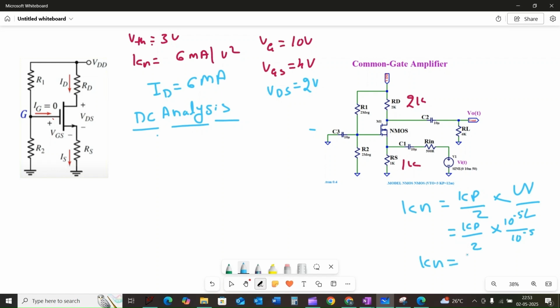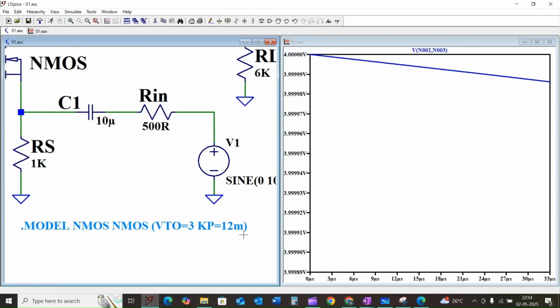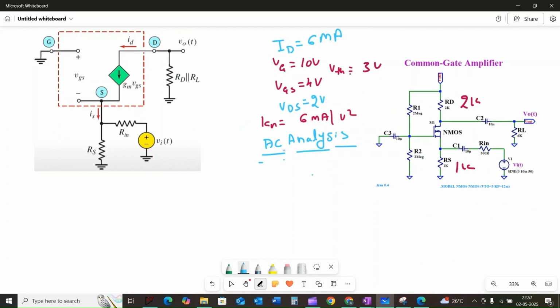and so the Kn is equal to Kp divided by 2 into 1, and here the Kp is defined as the gain beta of the MOSFET, so simply Kp is equal to 2 times Kn. This is crucial for setting up the SPICE model correctly, so we have considered here Kp as 12 millisiemens, because our Kn is 6, so into 2 it is 12 millisiemens. Now let's move on to AC analysis.